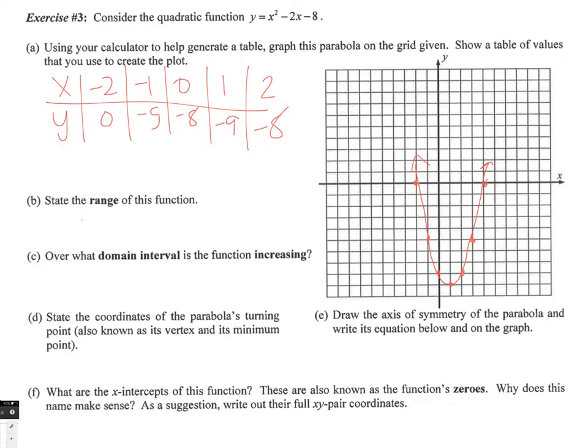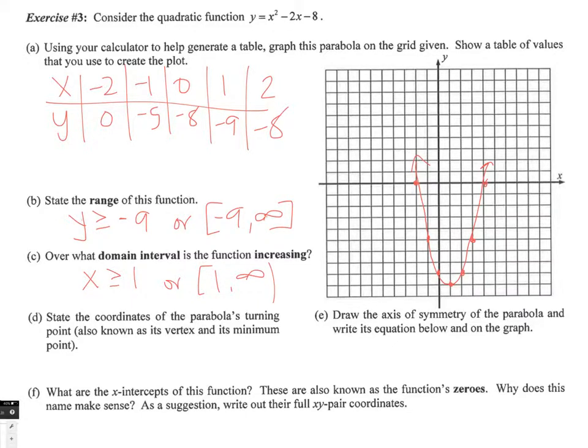The range is y. How far down does y go? Y does not go any further than negative 9. Remember, you could always write this as negative 9 to infinity. Over what domain interval is it increasing? Well, if you look at it, when x is 1, and then we go to the right, it's going to keep increasing from that point. So, x is increasing from 1, or 1 to infinity.